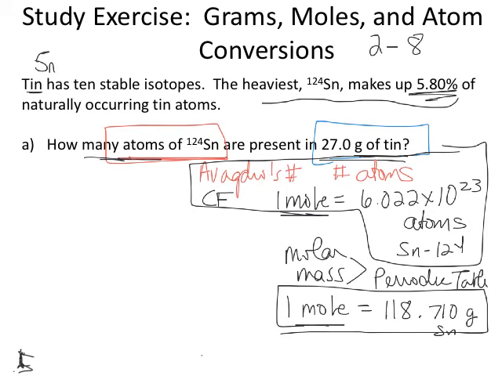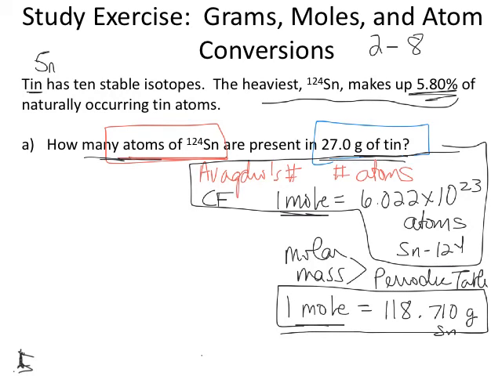Now, don't forget about this 5.8%, because this right here, 118.710 grams, is of all of the isotopes. So remember that the periodic table's average atomic mass takes the percent abundance of the particular isotope into account, multiplies, and sums them all up. We did a problem like that.